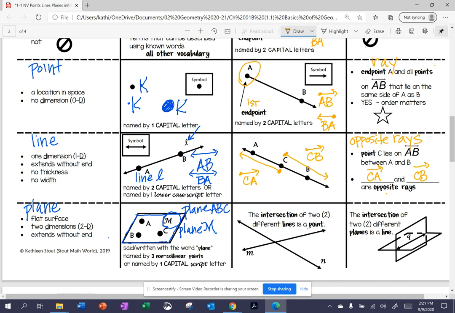Okay, last, the intersection of two different lines is a point. So these are intersections of points and lines. When I intersect two lines, line N is intersecting line M at a point. And when two planes intersect, they intersect at a line. I'm going to call this line Q.